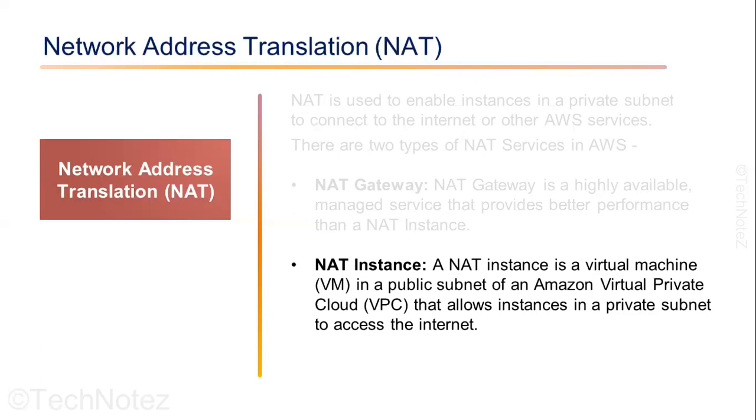A NAT instance is a virtual machine in a public subnet of an Amazon VPC that allows the instances in a private subnet to access the internet or other AWS hosted applications. The NAT instance acts as a proxy for outbound internet traffic from instances in the private subnet. When an instance in the private subnet sends a request to access the internet, the request is forwarded to the NAT instance, which then sends the request to the internet on behalf of the instance. When the response is received, the NAT instance forwards it back to the requesting instance in the private subnet.